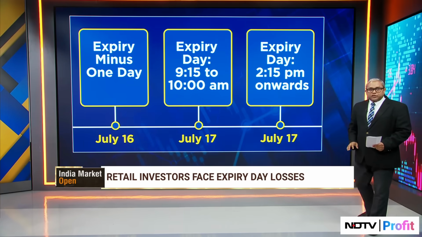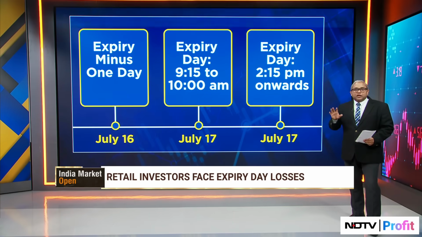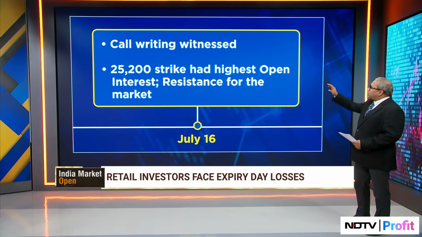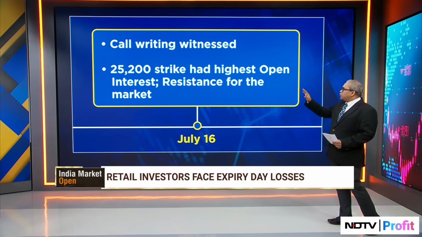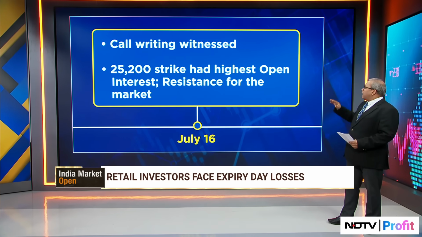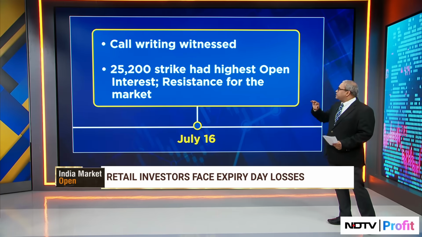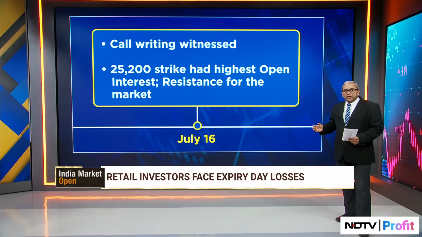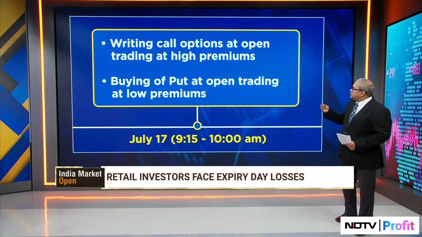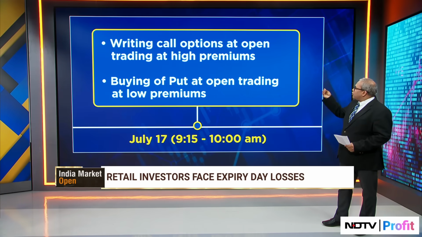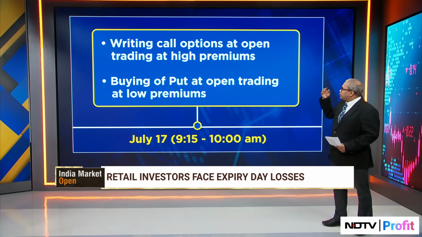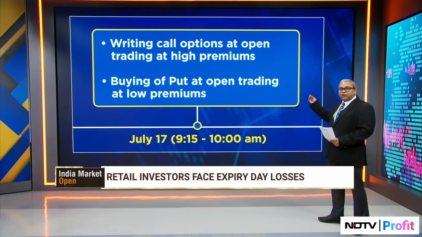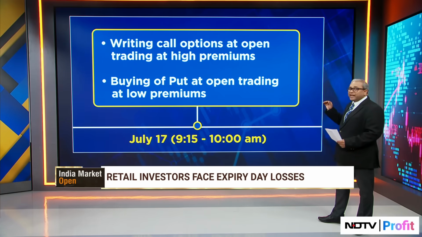So if you look at the first component, which is the expiry day from 9:15 onwards, what we have seen is call writing, and 25,200, the at-the-money strike, had the highest open interest and was a resistance for the market. Subsequently, you're seeing writing of call options at the open, which were trading at a very high premium, and buying of puts at the open, at a very low premium.